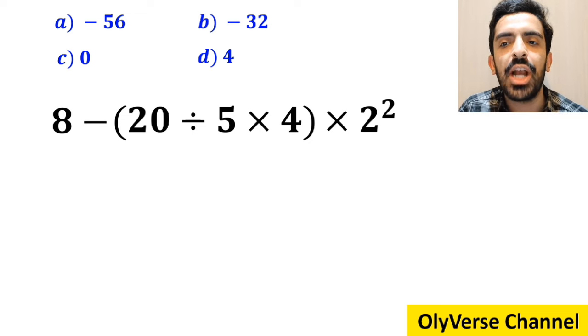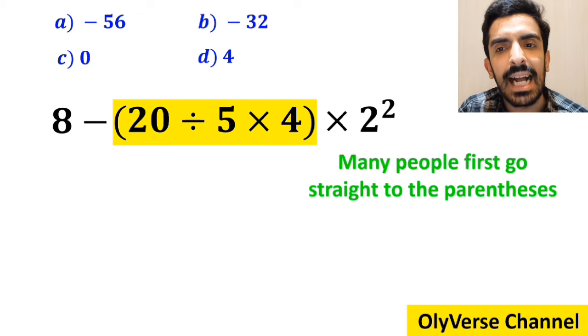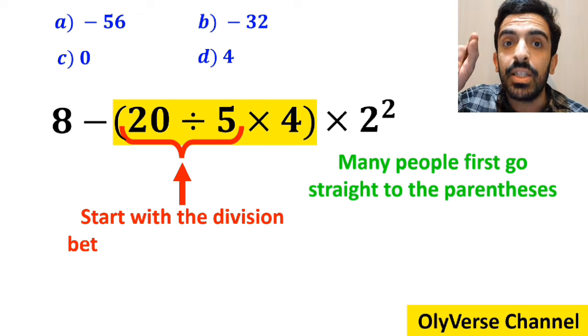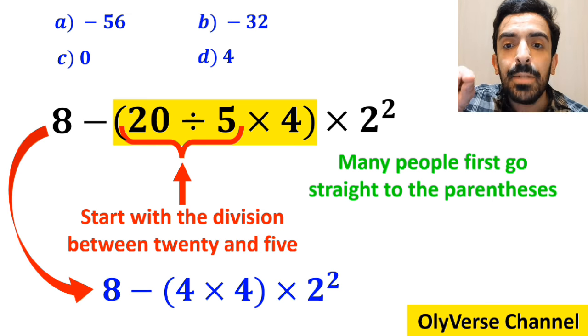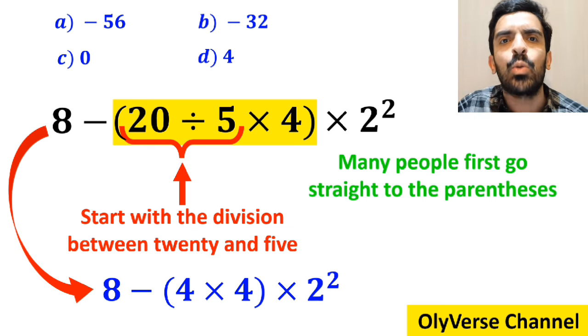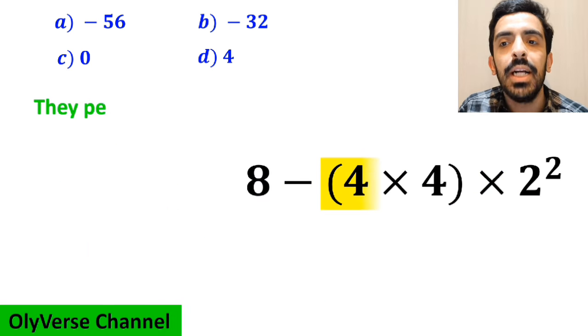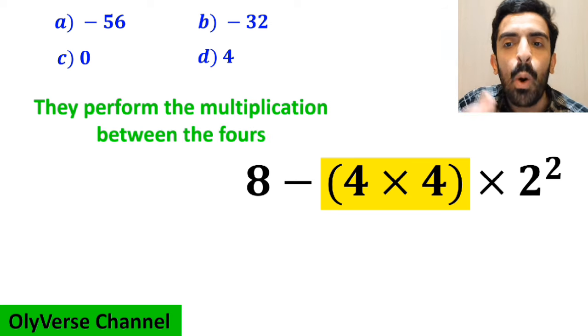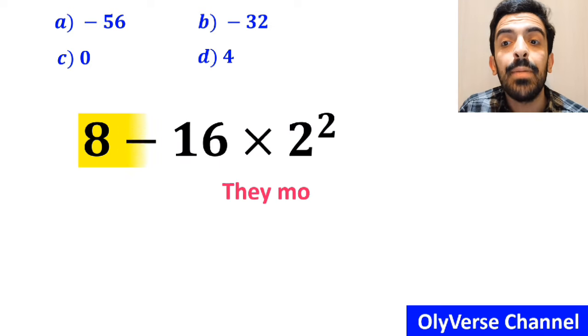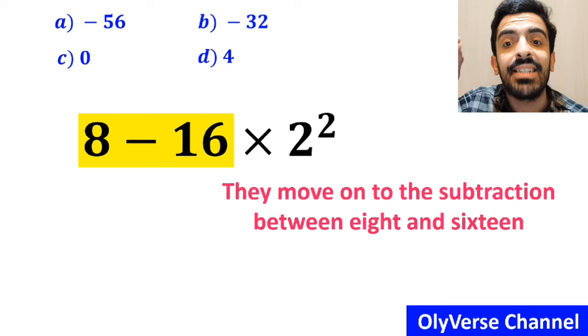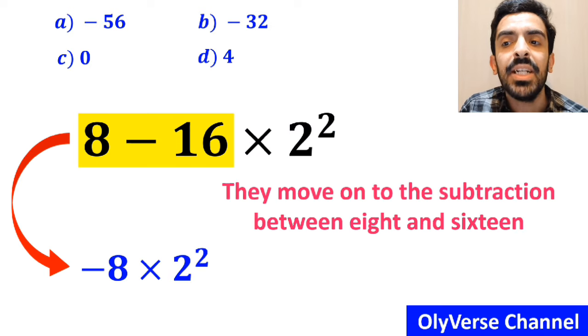To solve this question, many people first go straight to the parentheses and start with the division between 20 and 5. So, they rewrite this expression as 8 minus 4 times 4 inside the parentheses, then multiply by 2 squared. And in the next step, they perform the multiplication between the 4s and simplify this expression to 8 minus 16 multiplied by 2 squared. Then, they move on to the subtraction between 8 and 16 and they rewrite this expression as negative 8 multiplied by 2 squared.